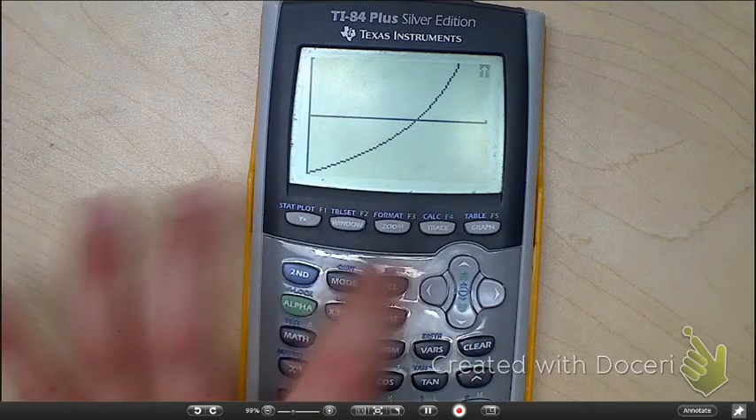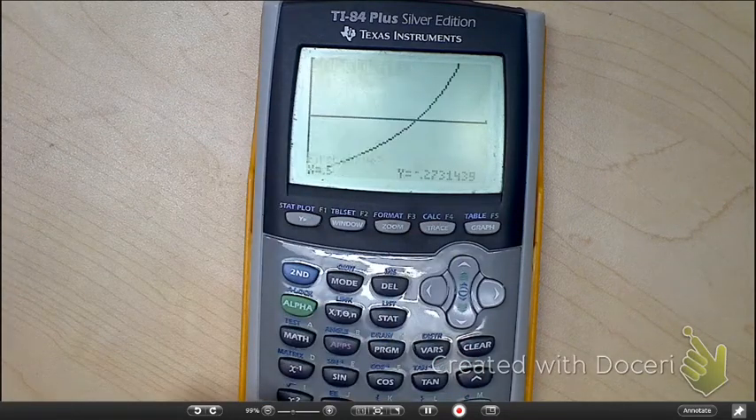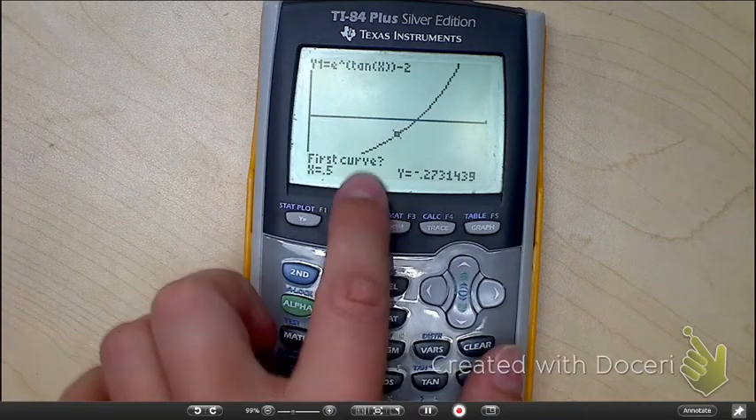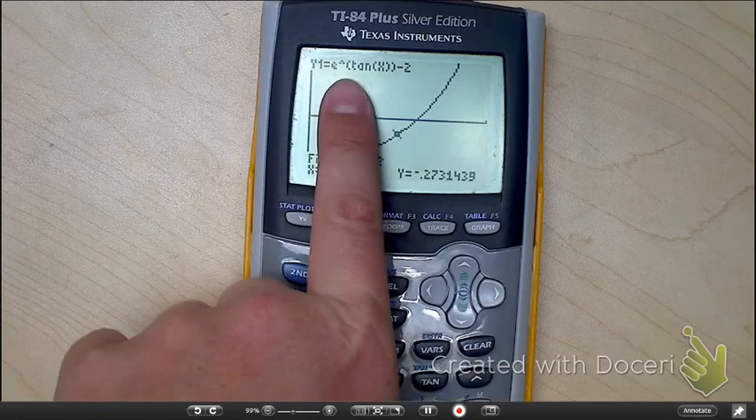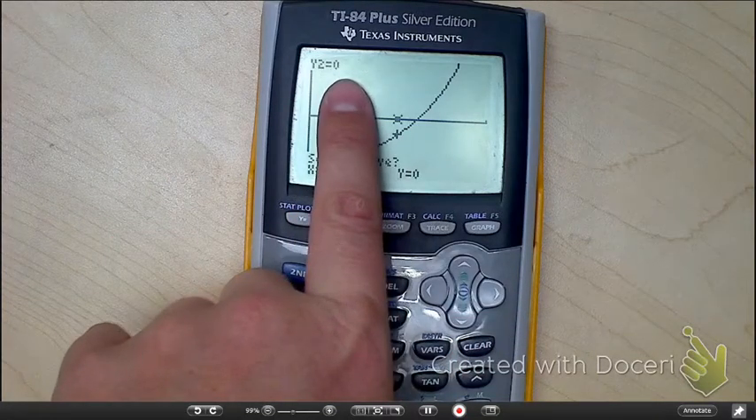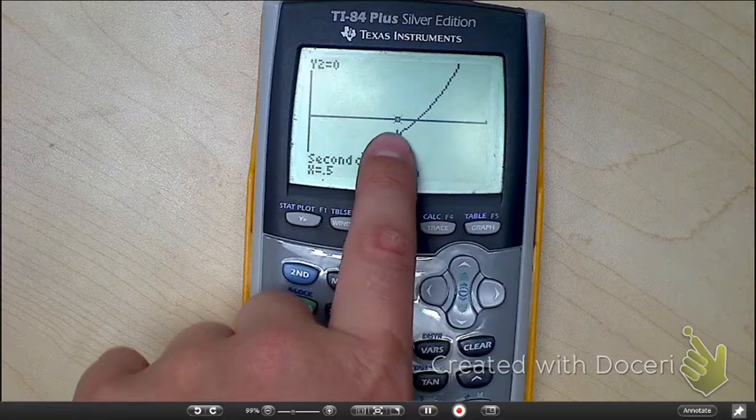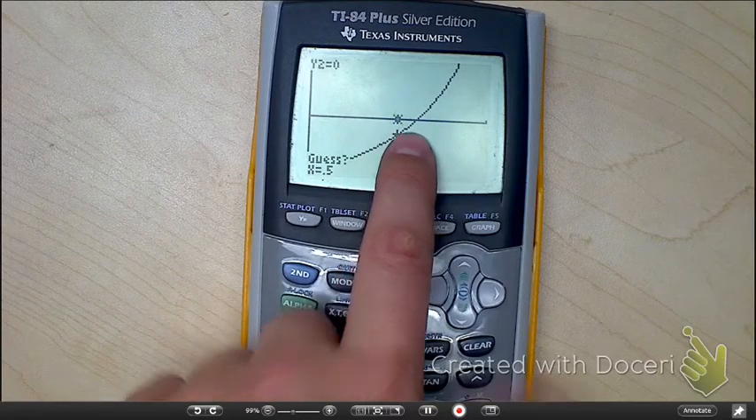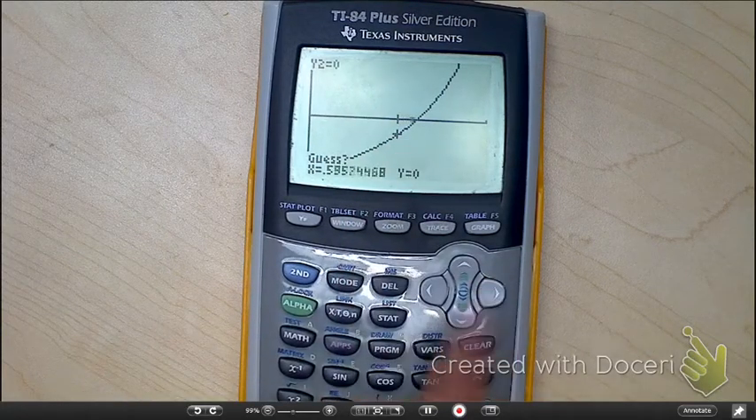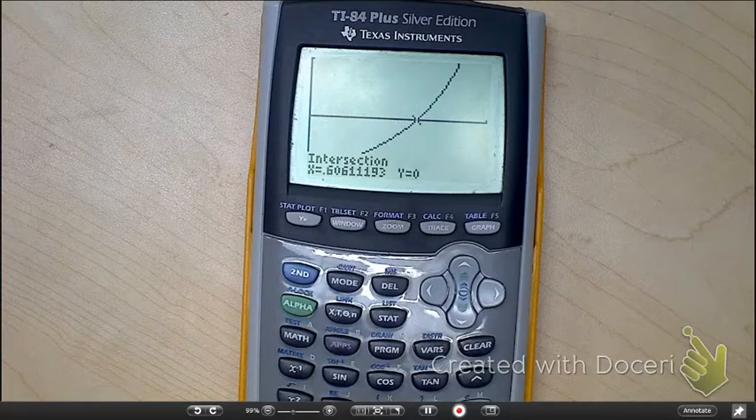So second calc intersect is option 5. The first curve is this one, e to the tangent of x minus 2. So I'm going to push enter. The second curve it jumps to is this one, y equals 0. I'm going to push enter. And then it says to guess. So I'm going to scroll over here and say, okay, that's my guess. 0.606.